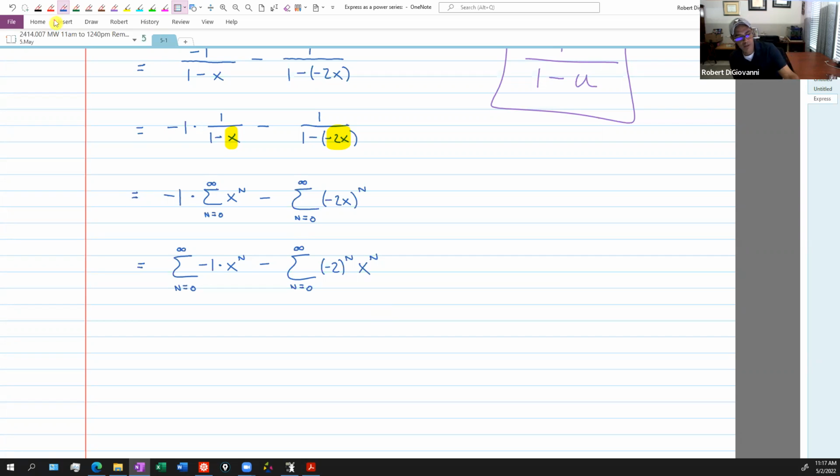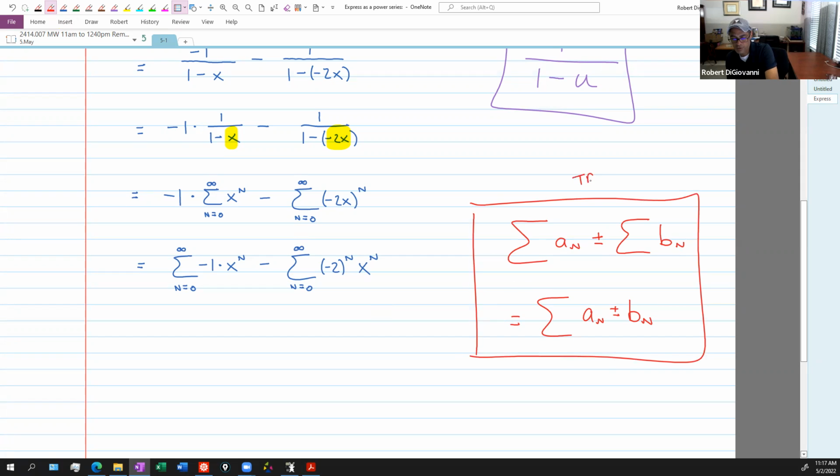So what I'm going to do here is kind of use this property that like this. If I have sum a sub n plus or minus sum b sub n like this, if I'm trying to add two series, this becomes sum a sub n plus or minus b sub n. This is true only if these two converge. So we're assuming that these are convergent series, that the yellow parts, the absolute value of that is less than one, and we need that the absolute value of negative 2x is less than one. So long as that's true, then this step was valid. So we are assuming these are convergent. So we're allowed to put these together. So I'm going to put these together into a single sum.